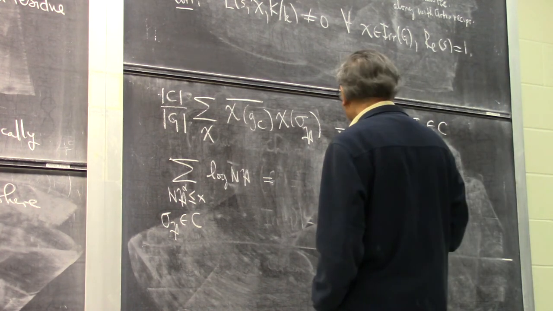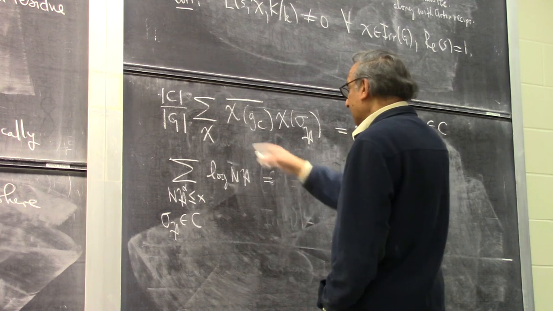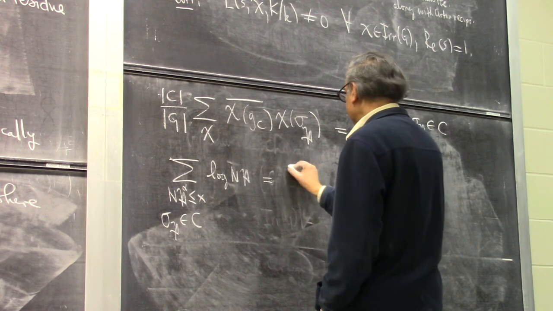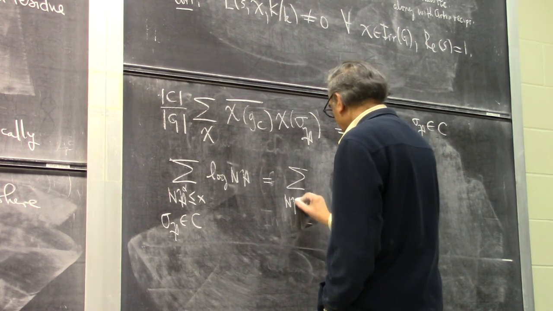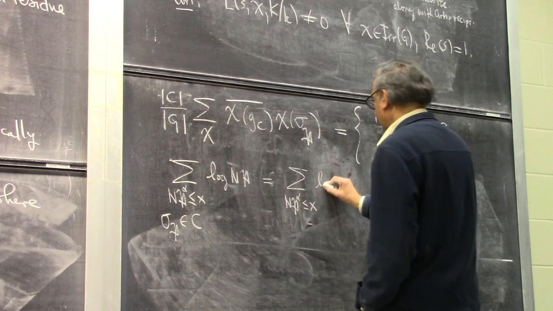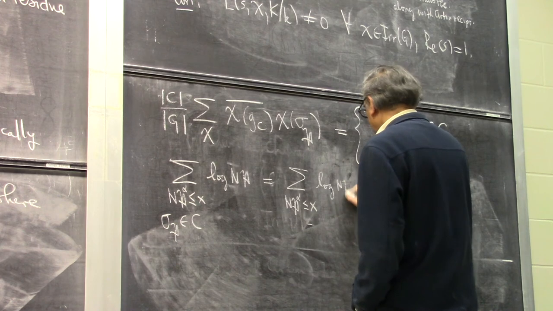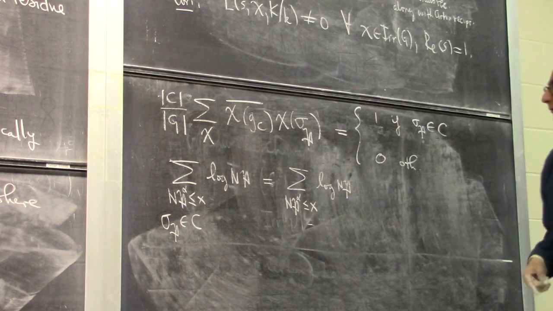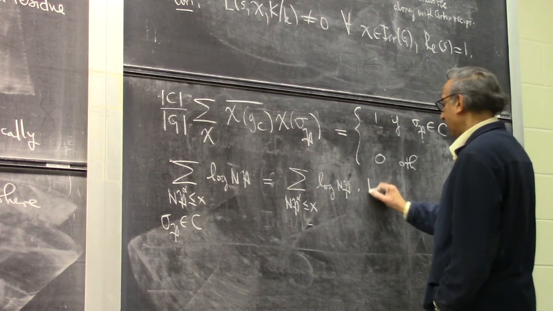So now you have something like this. And now, let's plug this guy in. So this is now the sum over norm p to the alpha less than x of log norm p. And I have this beautiful way of figuring out when sigma p is inside or not, so mod c or mod g.